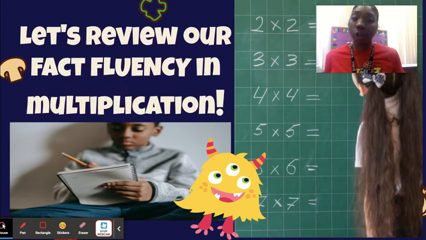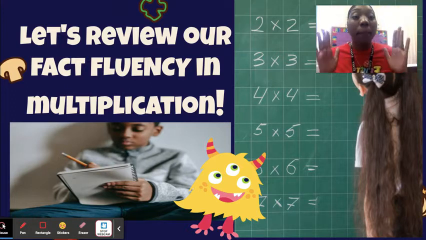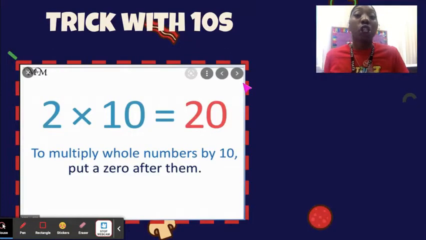So before we even get into our lessons for today, you know we have to review our fact fluency. Absolutely, because when we are fluent in our math facts, it just makes us that much better mathematicians. So today, Miss Dennis is going to show you a great trick to help you with your 10 times tables. So today, to help us with our tens times table, we're going to learn a little trick. To multiply whole numbers by 10, put a 0 after them.